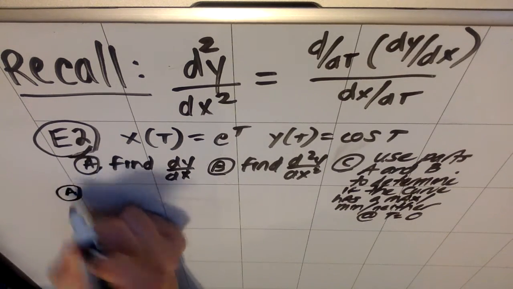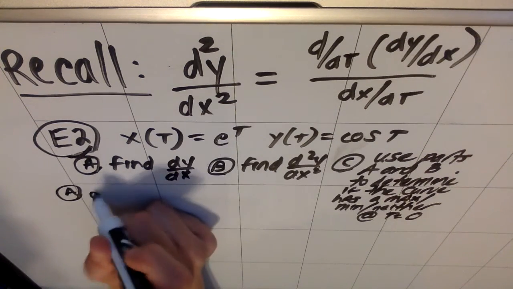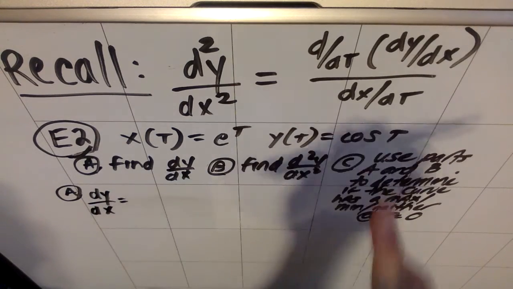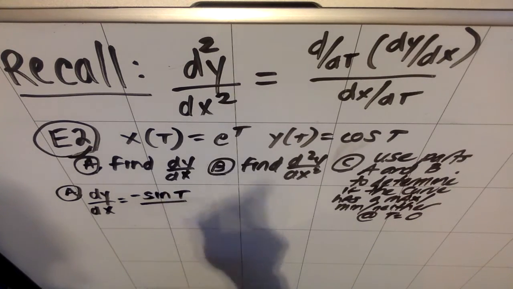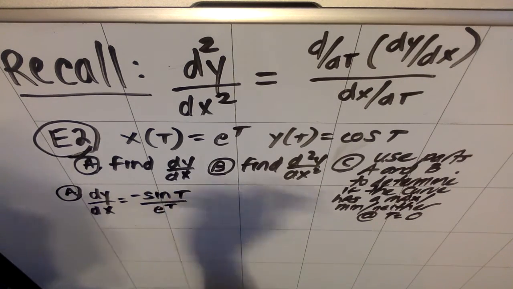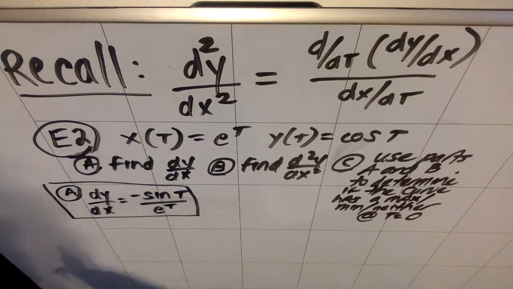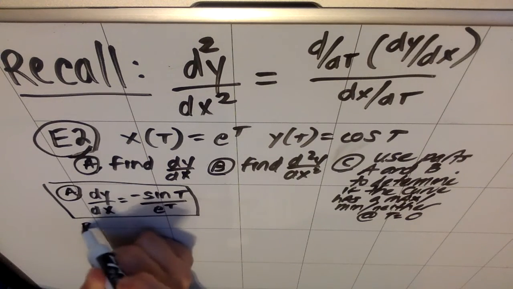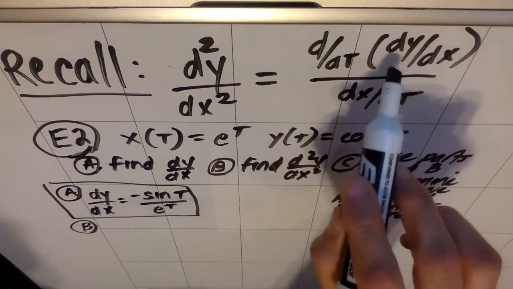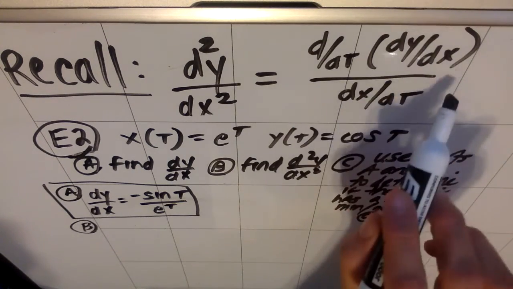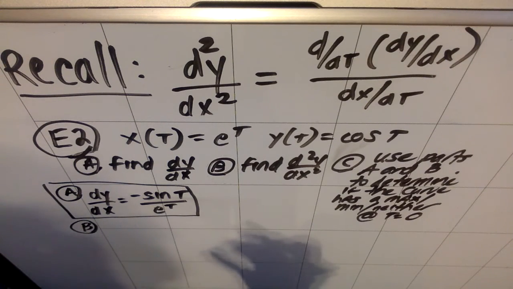So for part A, my dy dx is just y prime of t on top of x prime of t. So my dy dx is going to be y prime of t, which is the derivative of cosine of t, so negative sine of t, on top of x prime of t, which is everybody's favorite derivative. Derivative of e to the t is just e to the t. So that's my part A, easy peasy, totally friendly. Now my part B is the thing we went over in example 1 before this, and also one more time before that. We have to derive, with respect to time, my dy dx that I just found in part A, and then underneath that I have to put my x prime of t, which we just found as well.